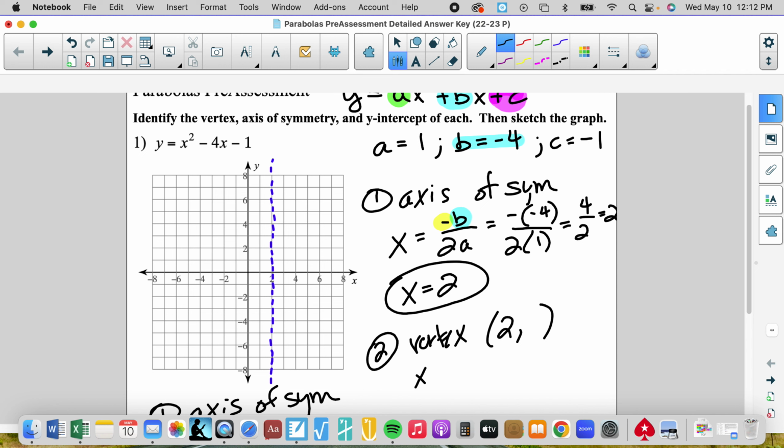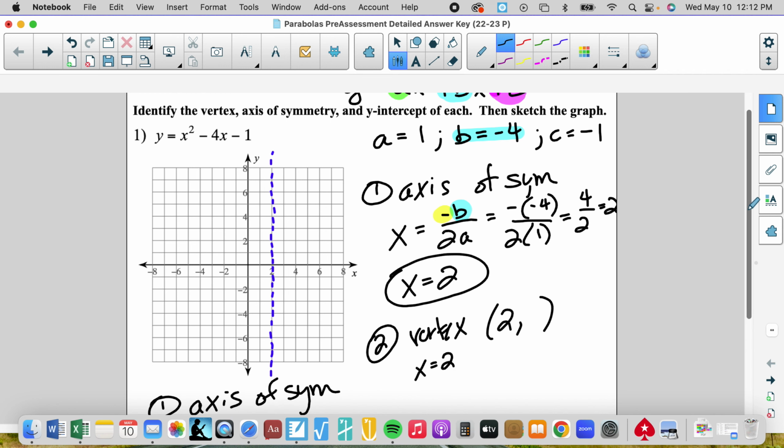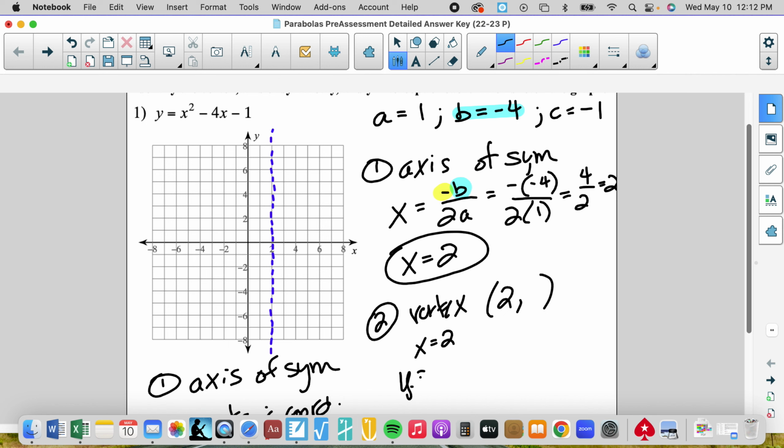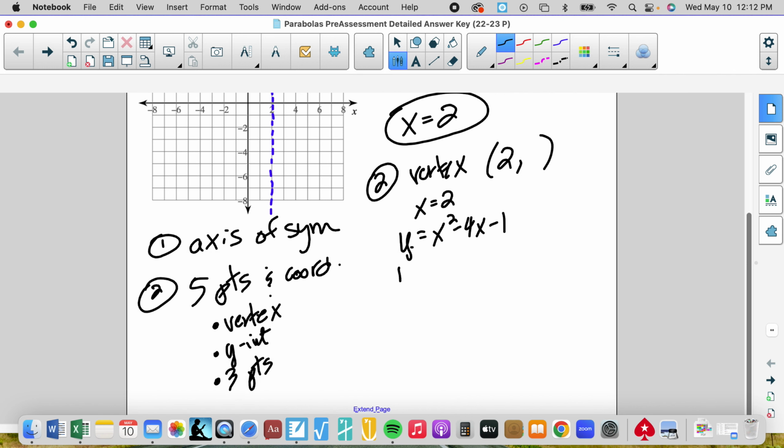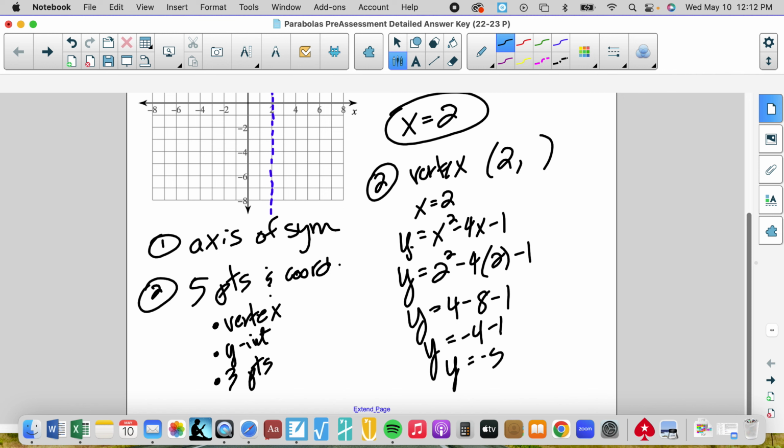So I know that I'm going to plug 2 in for x into this equation and find out what my y value is. I'm going to use the original equation, y equals x squared minus 4x minus 1, and plug in 2. So we're going to do 2 squared minus 4 times 2 minus 1. We're going to square 2, which is 4. We're going to multiply negative 4 times 2, which is negative 8. We're going to do 4 minus 8, which is negative 4. Minus 1 is negative 5. So when I plugged in 2, I got negative 5. So this is going to be my vertex. So I'm going to go to my graph.